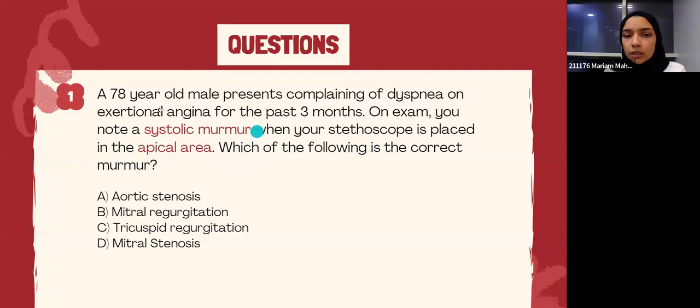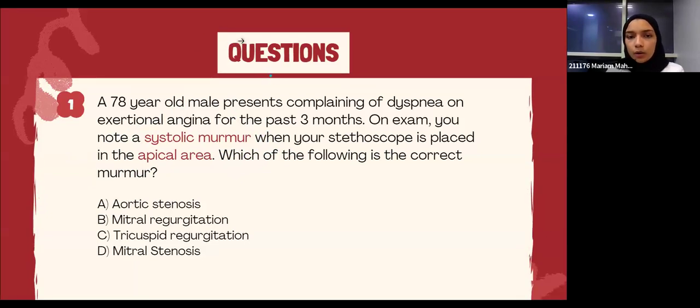Okay, so because it's a systolic murmur, it's either aortic stenosis or mitral regurgitation, right? And then because they said it's the apical area, that means it's mitral. So B, yes, correct.